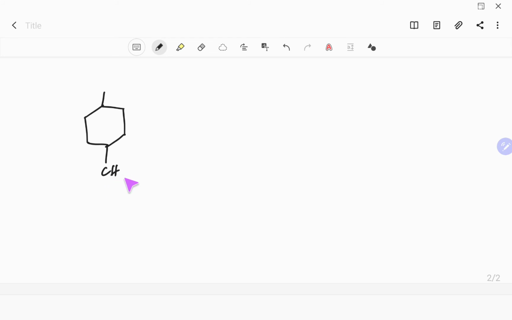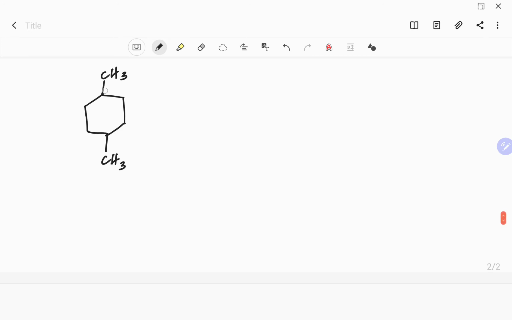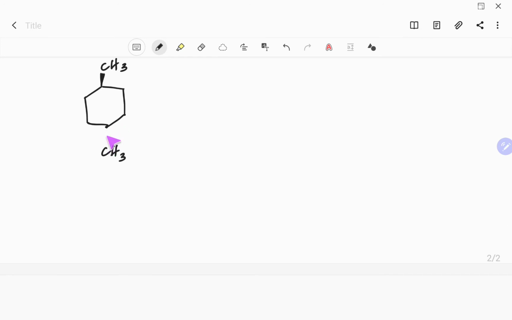This is a methyl. This is a methyl. And the thing is that they are trans. Okay, they are trans, which means if one methyl group is on the top plane, the other methyl group should be on the bottom plane, right? So if you use a wedge in one, use a dash line for the other.